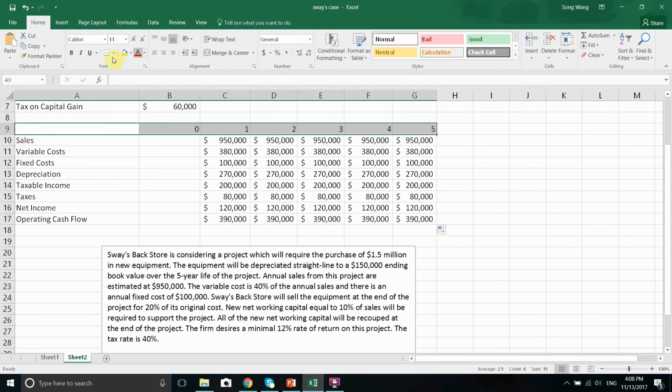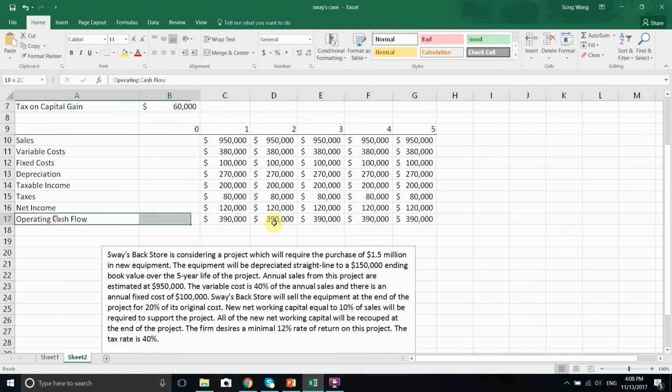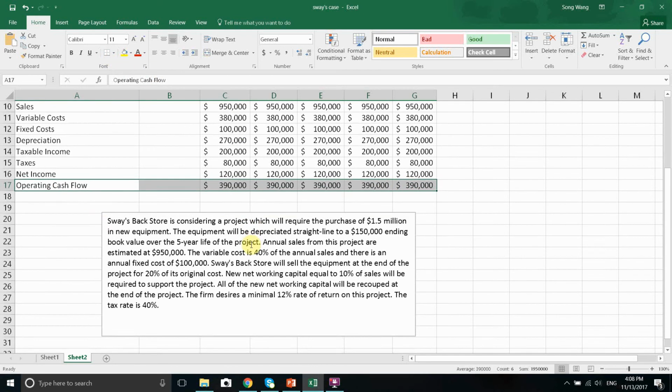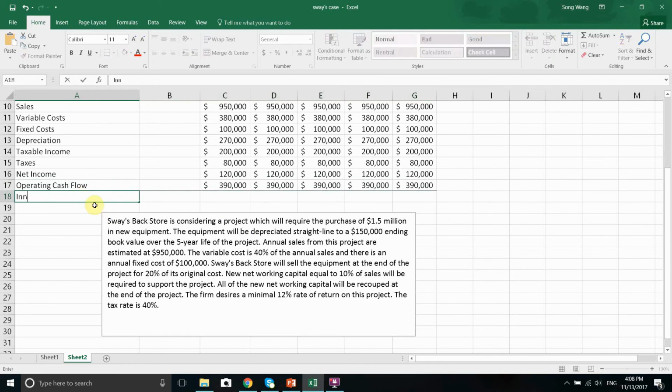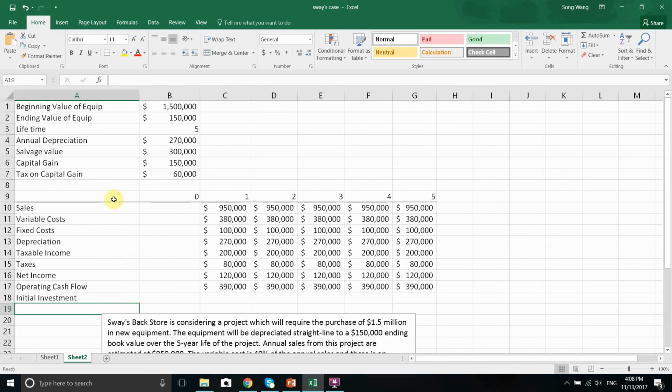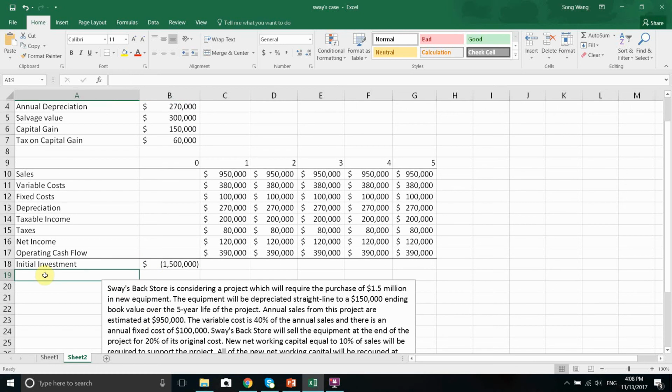And now we have figured out the most difficult part, which occurs on an annual basis. After we got operating cash flow, now let's talk about the others. So we have the initial investment at time period 0. That equals the negative of this $1.5 million. And also we have the terminal cash flow, or you can call it salvage cash flow.